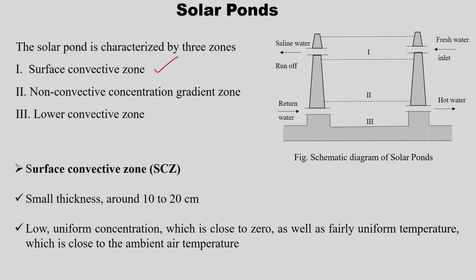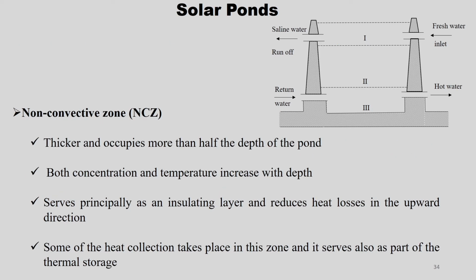So, the solar pond normally has 3 zones: surface convective zone, non-convective concentration gradient zone and lower convective zone. Surface convective zone is nothing but the topmost layer. This is of small thickness, around 10 to 20 centimeter. Here the concentration is low and uniform, close to 0, and there is fairly uniform temperature which is close to the ambient temperature. Then only there will not be any convection or evaporation losses. The temperature is almost ambient temperature, and the concentration is around 0.